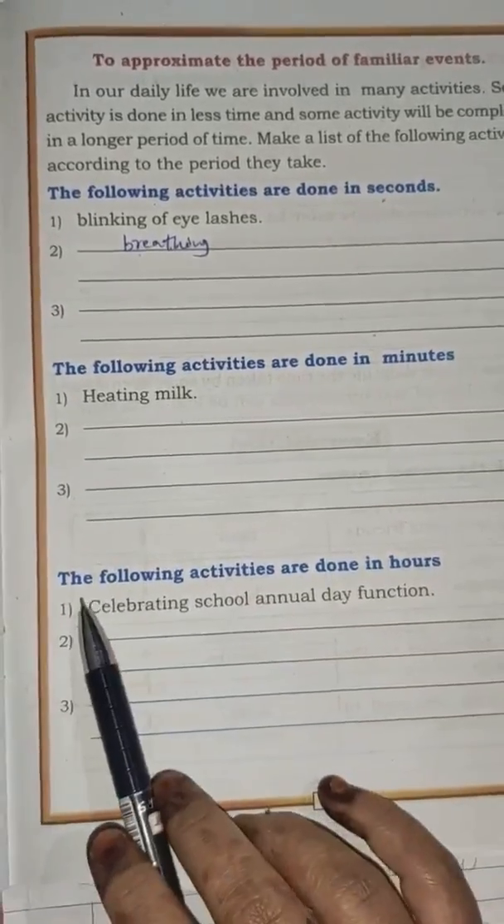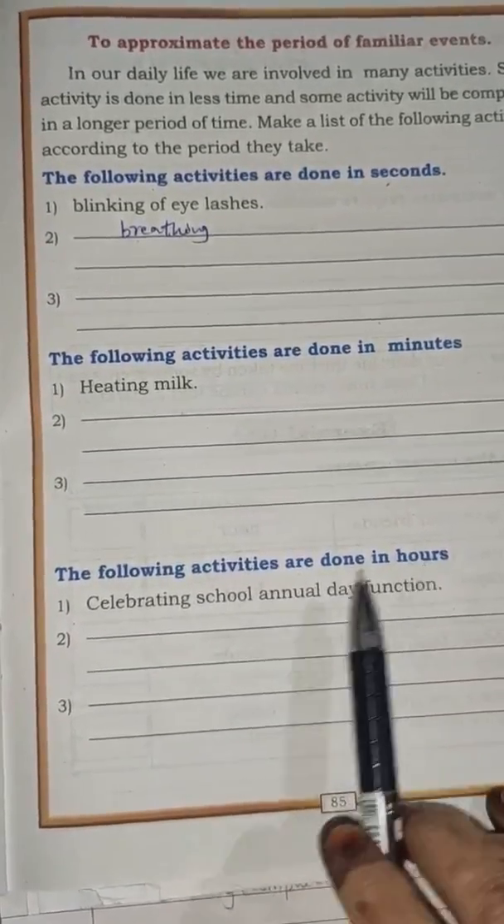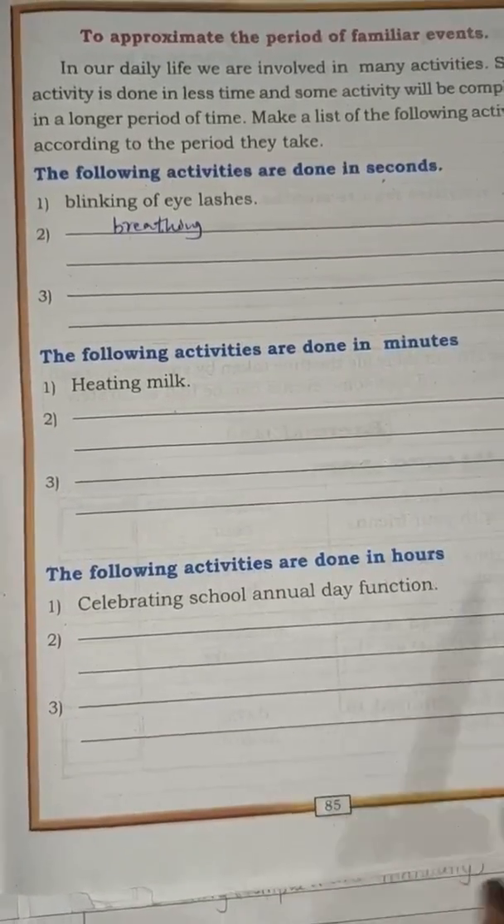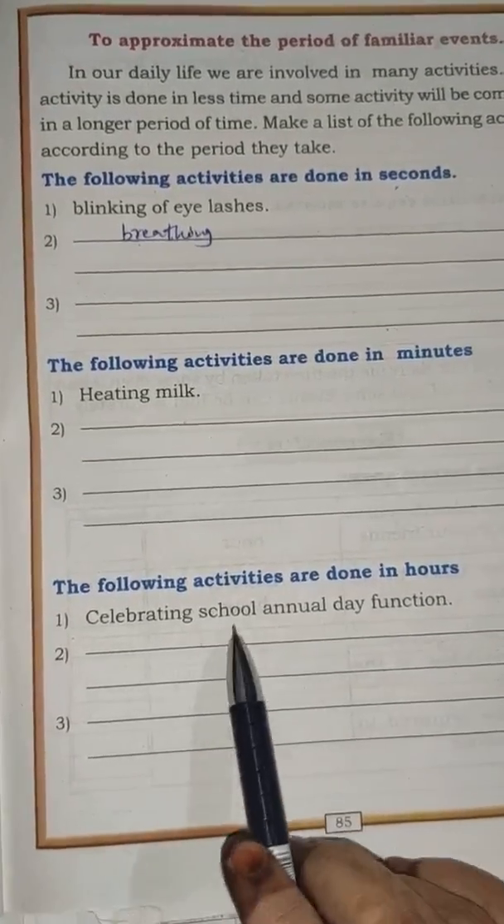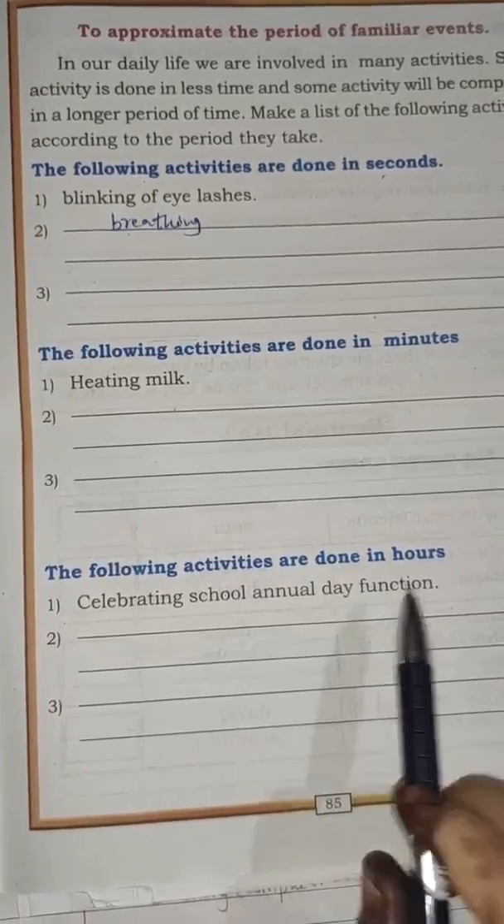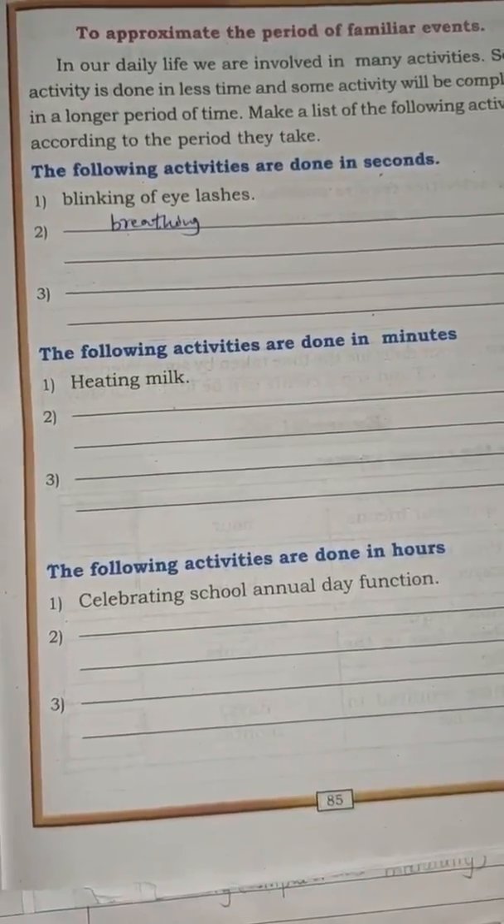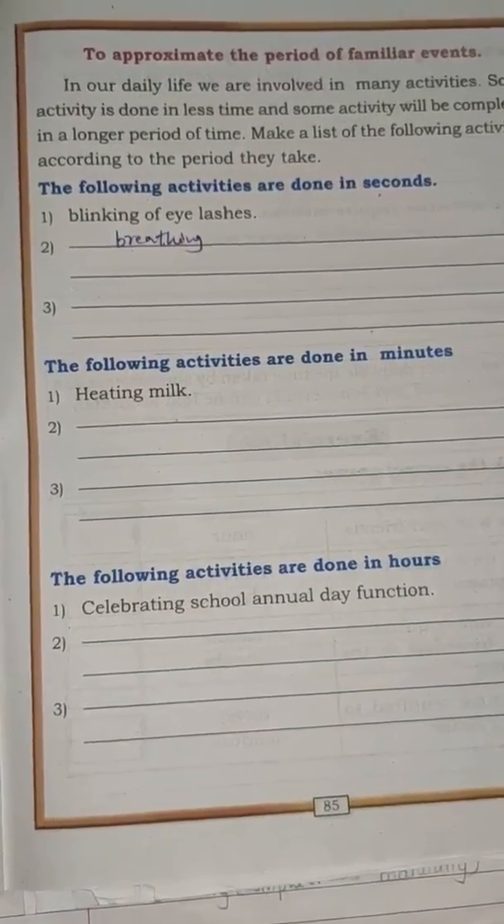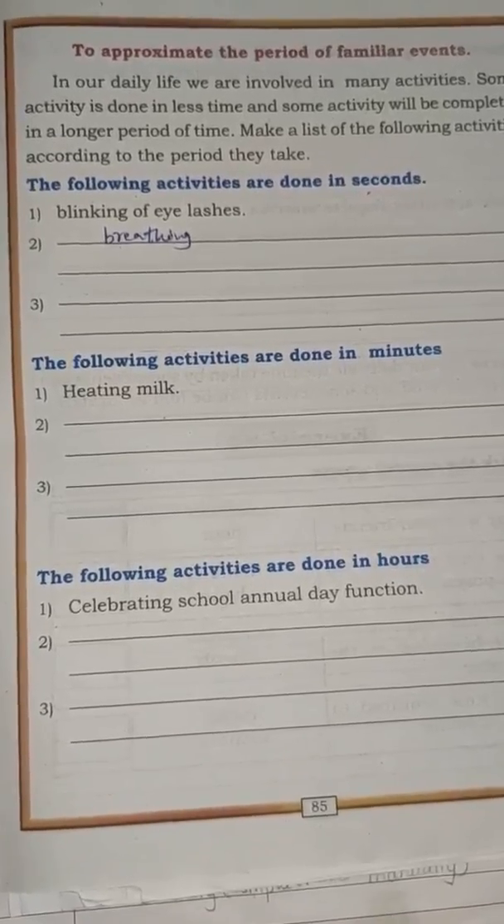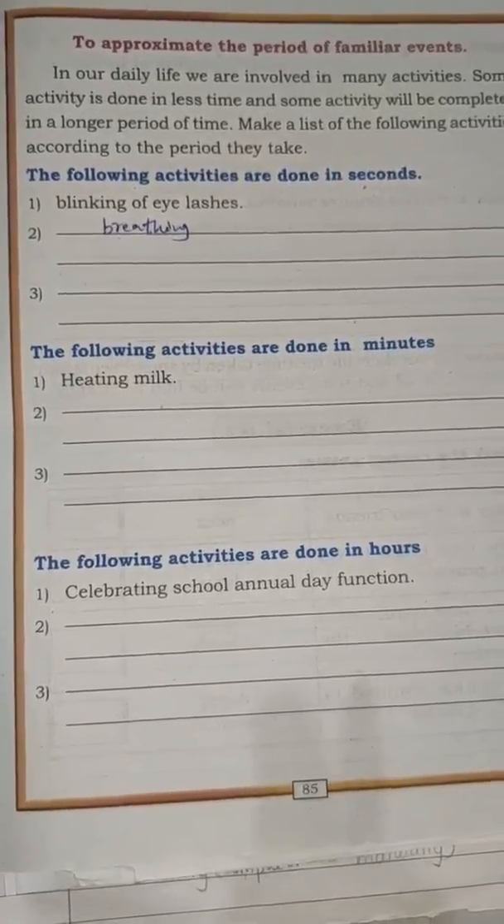Okay. Next, the following activities are done in hours. Here you have to write the activities which can be done in hours. For example, celebrating school annual day function. It takes some hours. It may take 5 hours, 10 hours. It may take not 10 hours. It may take 7 hours. Yes or no? For example, even celebrating Independence Day.